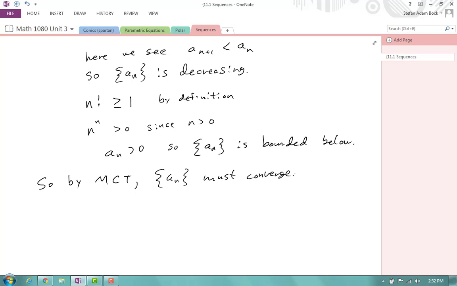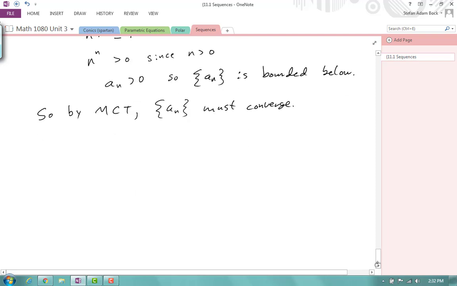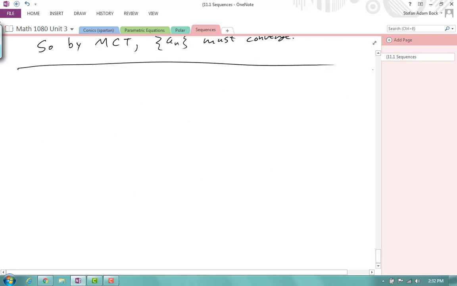Again, this particular sequence, the book uses the squeeze theorem for, and the squeeze theorem will tell you where it converges. So let's do another one where we can get a better idea of whether a sequence converges or not.